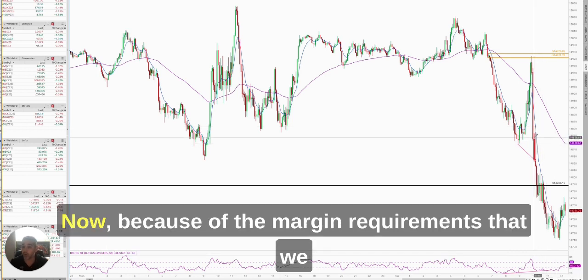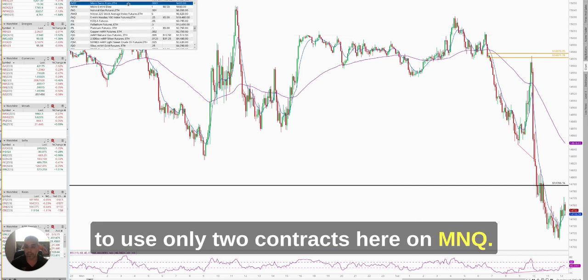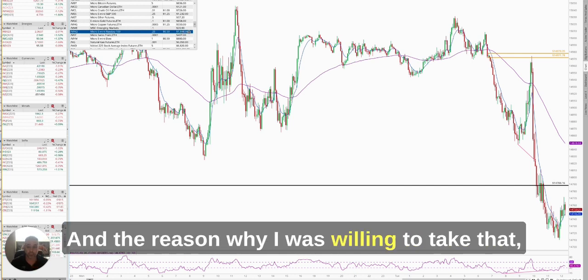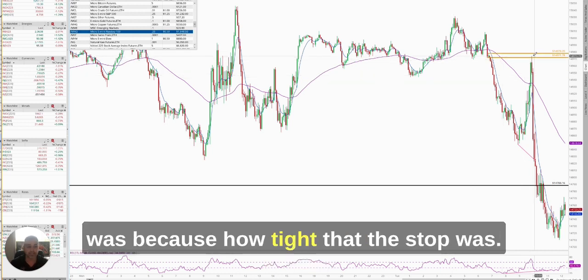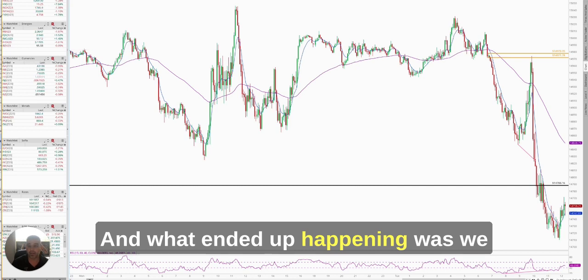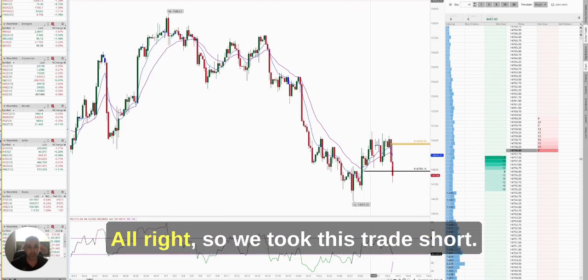Now, because of the margin requirements that we have, starting with only a $10,000 account, we had to use only 2 contracts here on MNQ. You can see that it's 1848. The reason why I was willing to take that, even though it was about 30% of our overall margin, was because of how tight the stop was. So we really only risked like $70 here. And what ended up happening was we captured $687 on the way down.